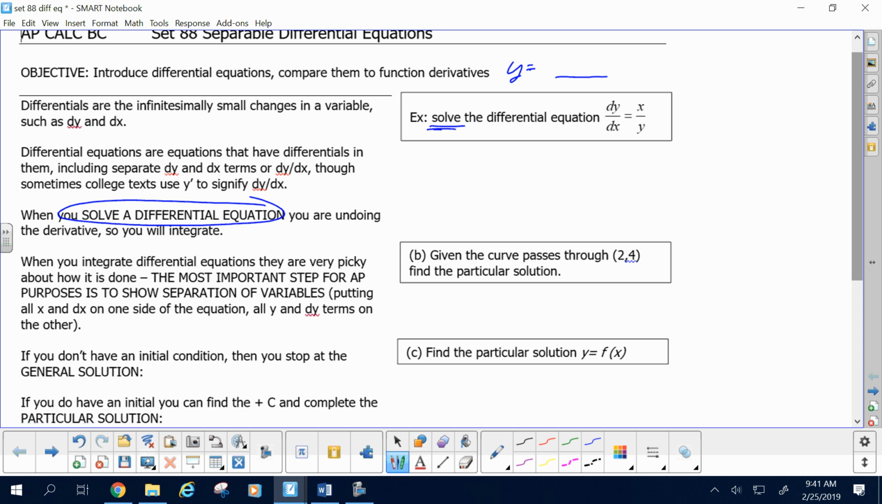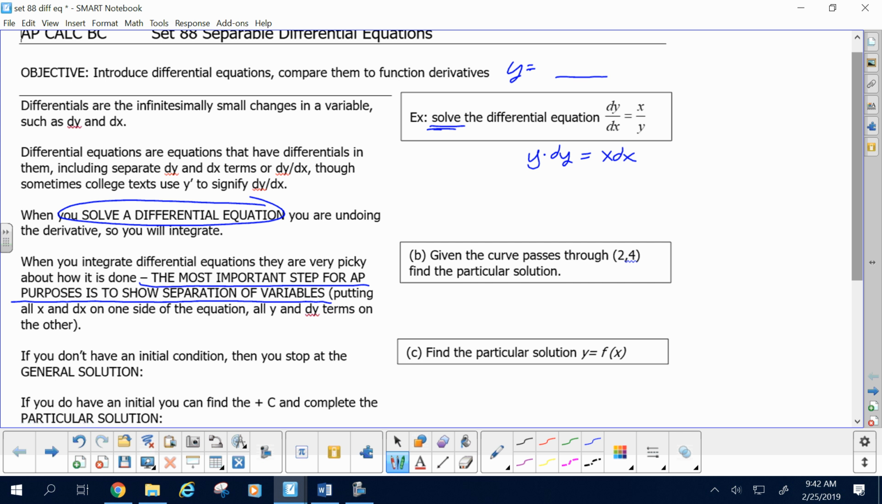The most important step for AP purposes is to show separation of variables. Now, separation of variables means you're going to put all y's and dy's on one side, and all x's and dx's on the other side. So when I separate the variables, I want to put the y's together. Now let's say I multiply the y over. Y then would be multiplied by dy. And I know it's kooky to see this derivative separated and broken into pieces, but it's very common when we separate differential equations to move the dx over with the x.